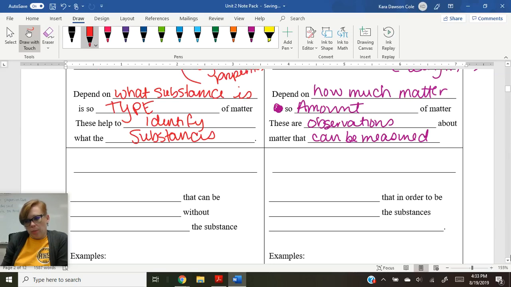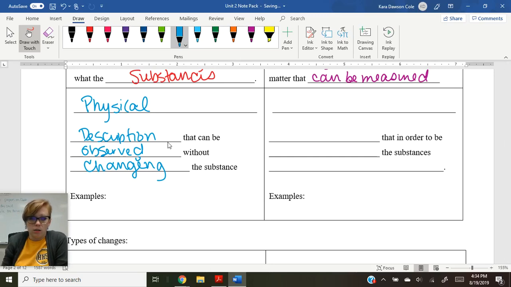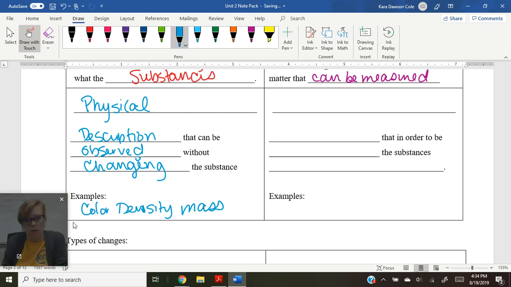The next type of properties we have, physical properties, are descriptions that can be observed without changing the substance. So for example, we can have color, density, mass. These are all physical properties. And then we can have chemical properties.